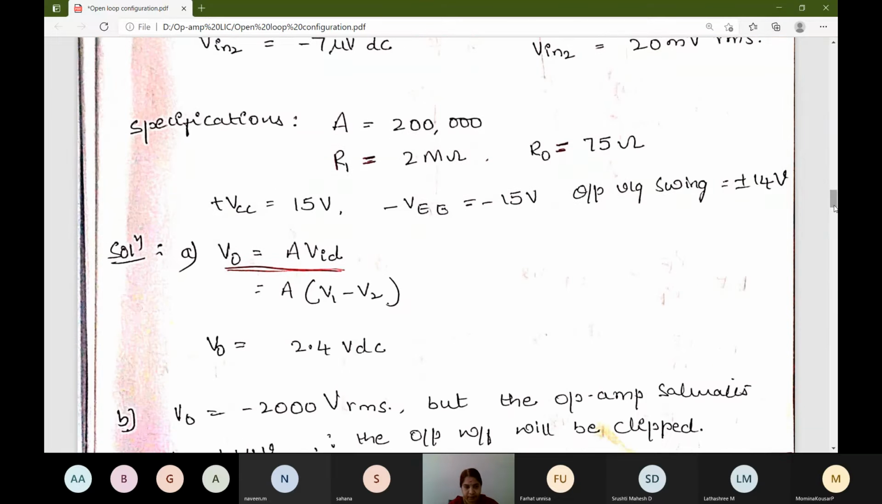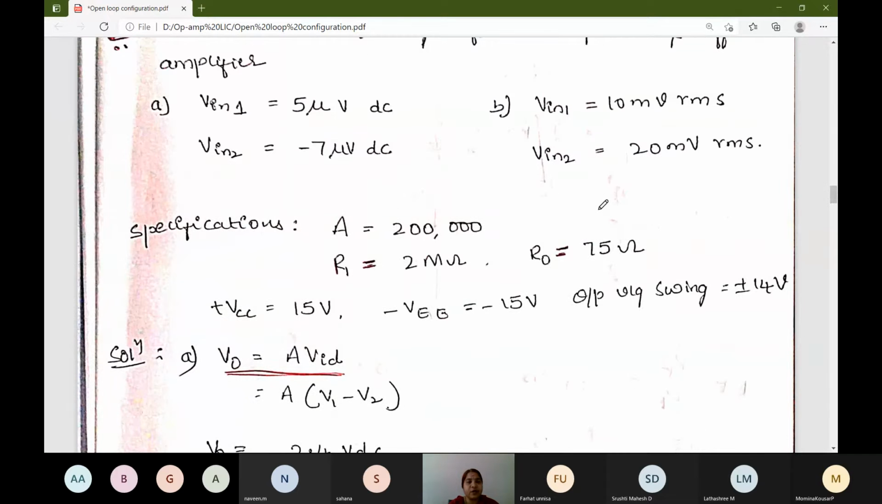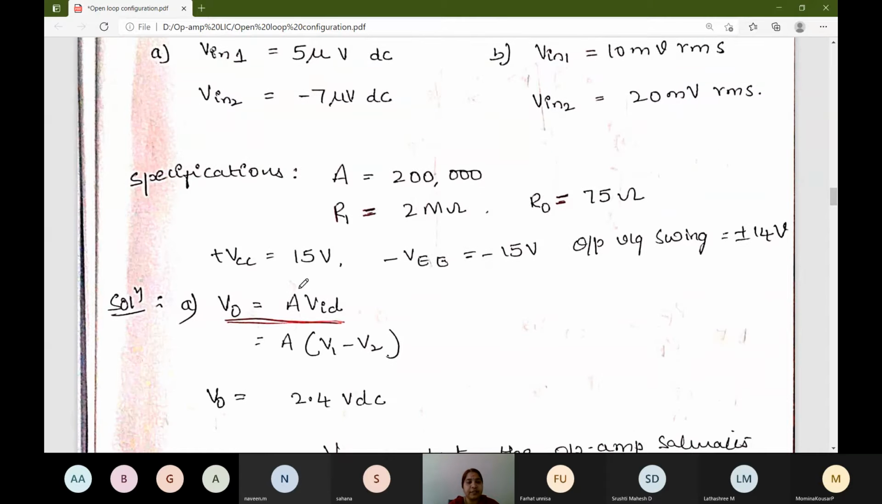Okay. Now see here. What is the first one? First one, the numbers they have given for V1 and V2 here are 5 microvolts and minus 7 microvolts. First we have to write the formula. V0 is equal to A into VID. This formula is very important: gain into difference in the voltages, A into (V1 minus V2).